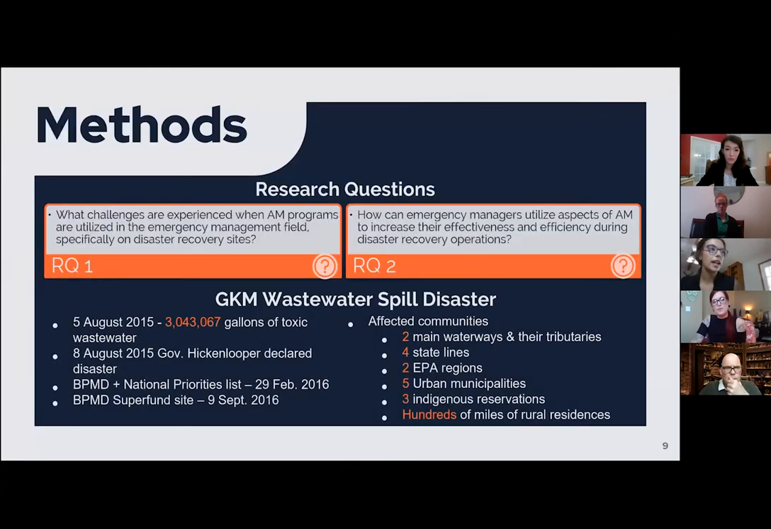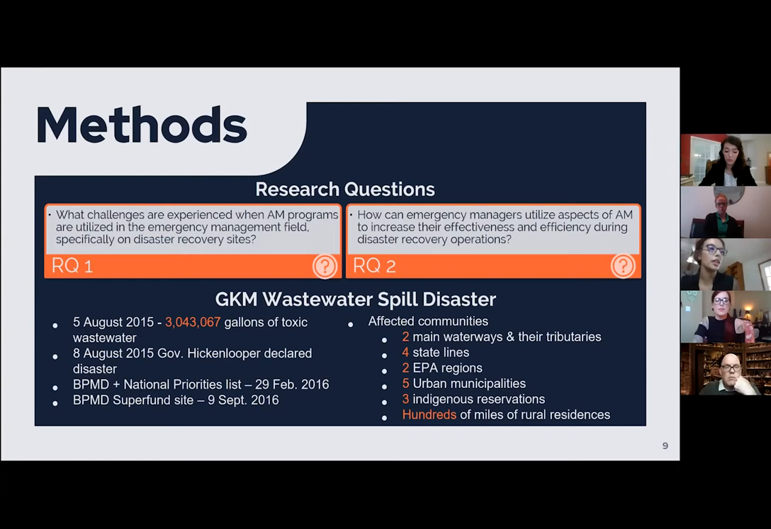To investigate these issues, I examined traditional adaptive management programs that are used on disaster recovery sites by proposing two research questions. First question being, what challenges are experienced when adaptive management programs are utilized in the emergency management field, specifically on disaster recovery sites?